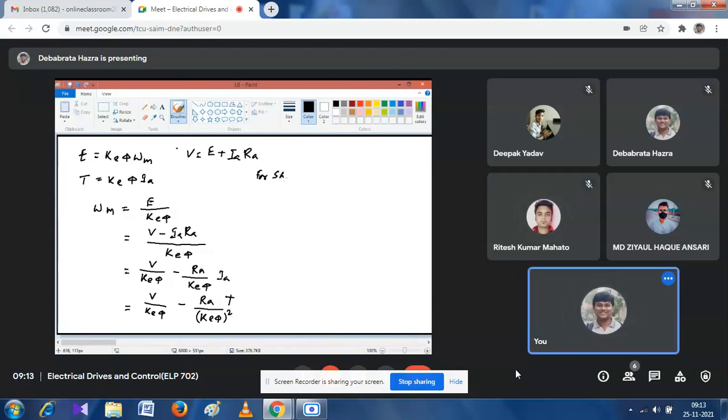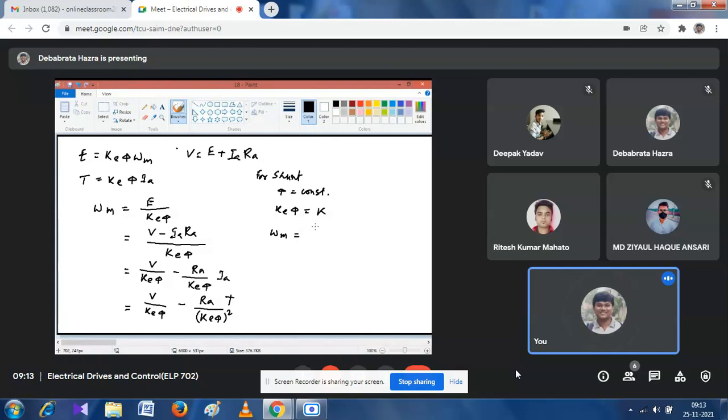And for shunt motor, we know that phi is constant. So we consider Ke into phi is another constant and denoted by K. So what can we write for shunt motor? What is the speed equation at that time? What should be the speed equation? Tell me.